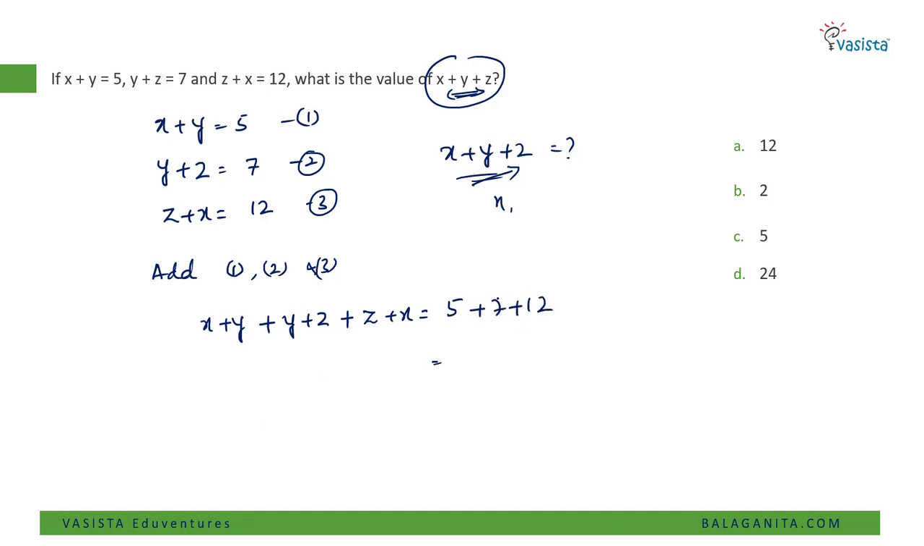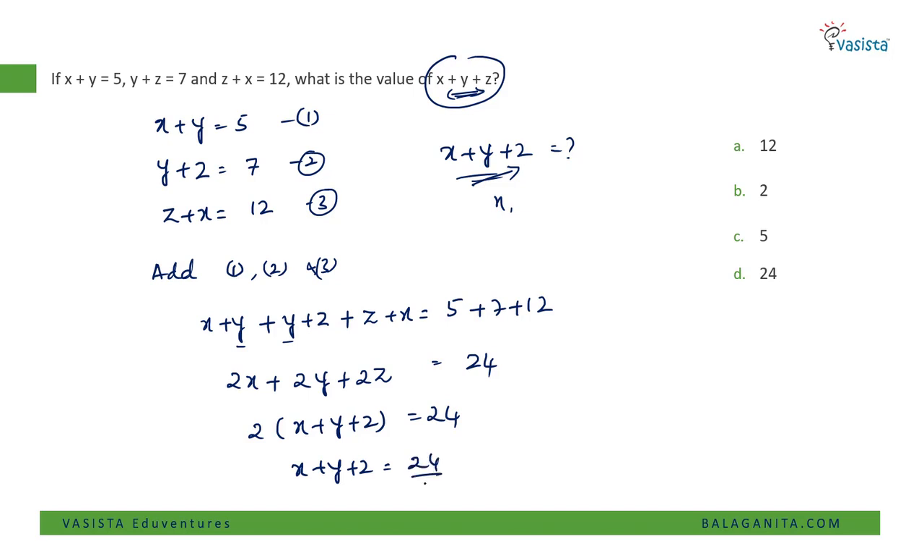So which means 7 plus 5 is 12, 12 plus 12 is 24, we got. Now observe here, there are 2 x's, 2 y's and 2 z's, which is nothing but 2x plus 2y plus 2z. You can take 2 as a common factor, so 2 times x plus y plus z gives us 24, or x plus y plus z is equal to 24 by 2, which is going to give us 12. Option A is the right one.